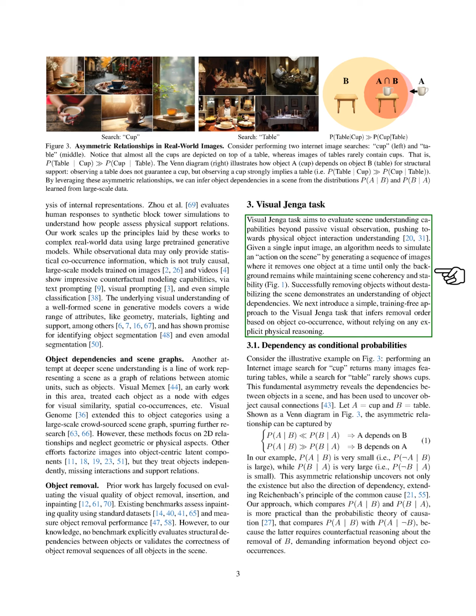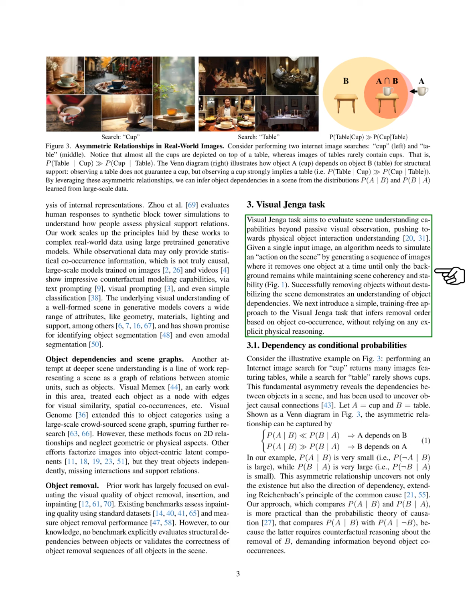We introduce the Visual Jenga task, which tests scene understanding beyond mere observation by requiring an algorithm to simulate actions on a scene. Given an image, the algorithm must generate a sequence of images that removes one object at a time while keeping the scene stable. Successfully removing objects without destabilizing the scene indicates an understanding of object dependencies.